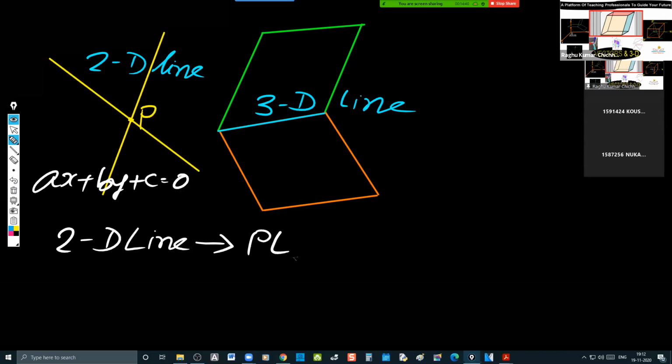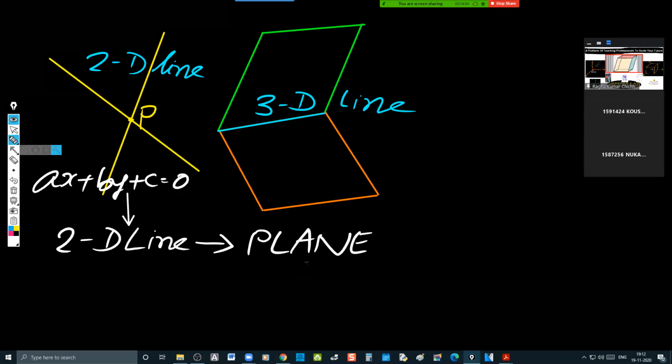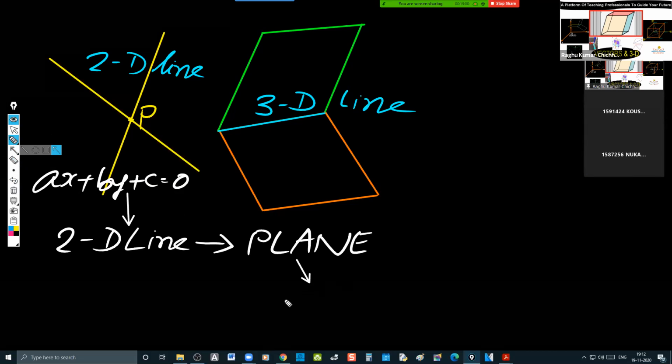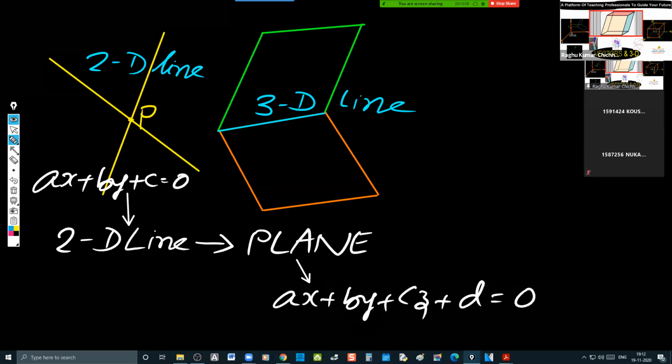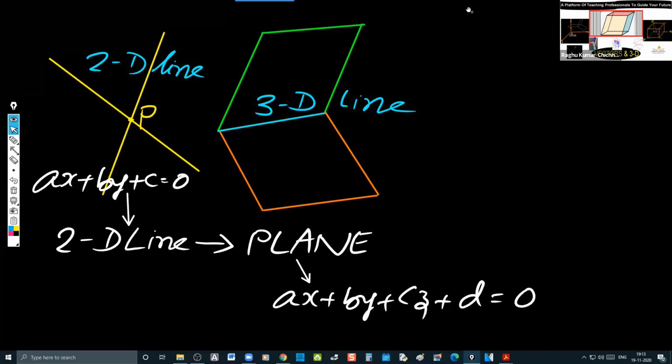It starts from its standard form. What is the standard form of a 2D line, please? Respond. What is the standard form of a 2D line? Ax plus by plus c equal to 0. What is the standard form of a plane, please? Ax plus by plus cz plus d is equal to 0. Just understand this, please. So what I'm saying is, every concept of a 2D line is just transformed to a 3D plane.